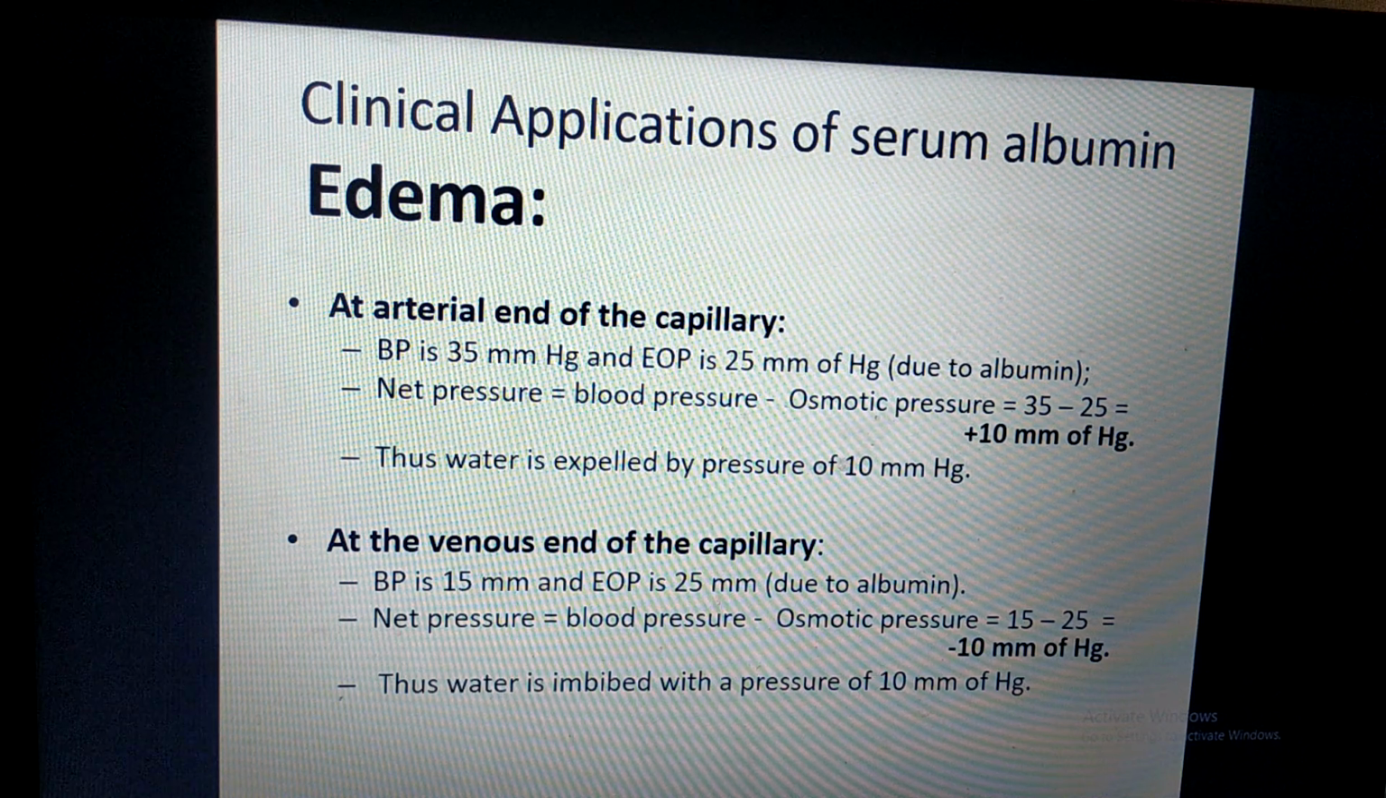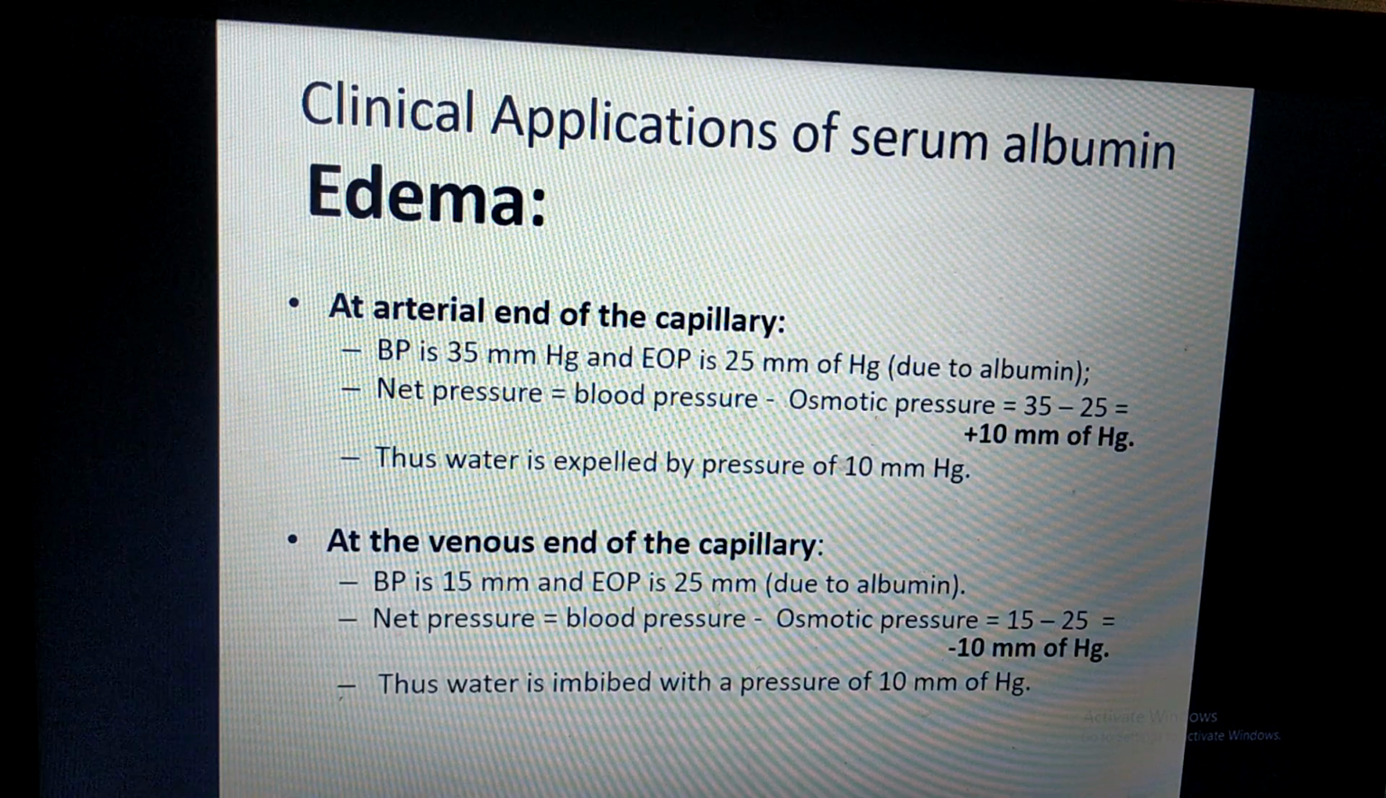At the venous end of capillaries, blood pressure is lower, so it is 15 mm of Hg, and effective osmotic pressure is the same 25 mm of Hg, which is due to albumin. If you calculate net pressure here, which is equal to blood pressure minus osmotic pressure, you will get 15 minus 25 equals minus 10 mm of Hg. So net pressure at arterial end is plus 10 mm of Hg, and net pressure at venous end of capillaries is minus 10 mm of Hg. So at the arterial end, the water is expelled by a pressure of 10 mm of Hg from intravascular space to interstitial space, and at the venous end, the water is imbibed, or enters, from interstitial space to intravascular space with the pressure of 10 mm of Hg.